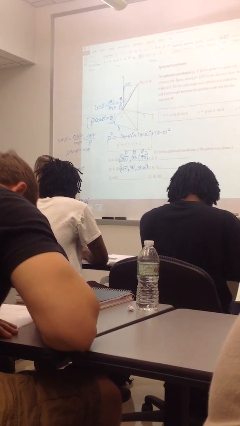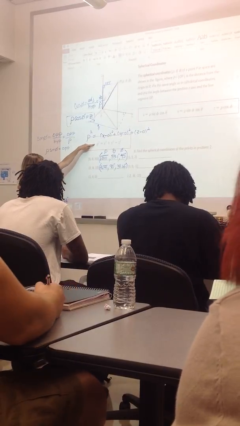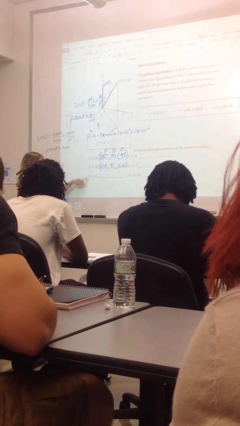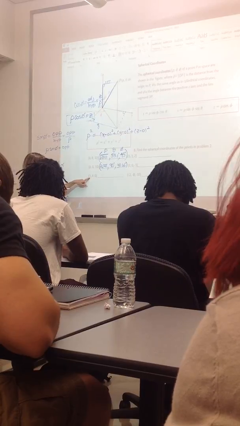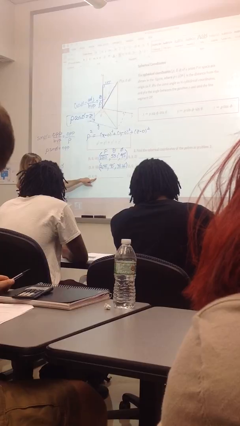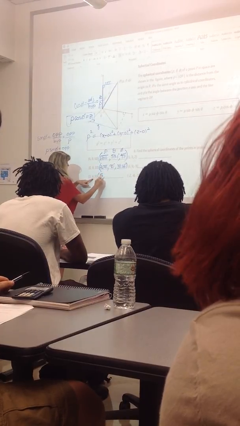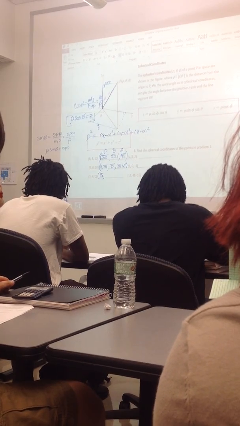Same process. The rho is the distance from the origin, and you follow this to find the distance from the origin. So 3 squared is 9, 4 squared is 16, 0 squared is 0, so 9 plus 16 is 25, the square root of 25 is 5. So my rho is 5.